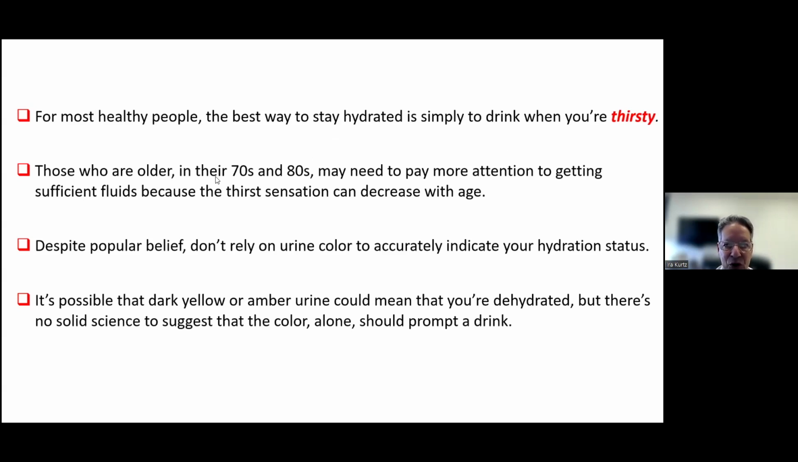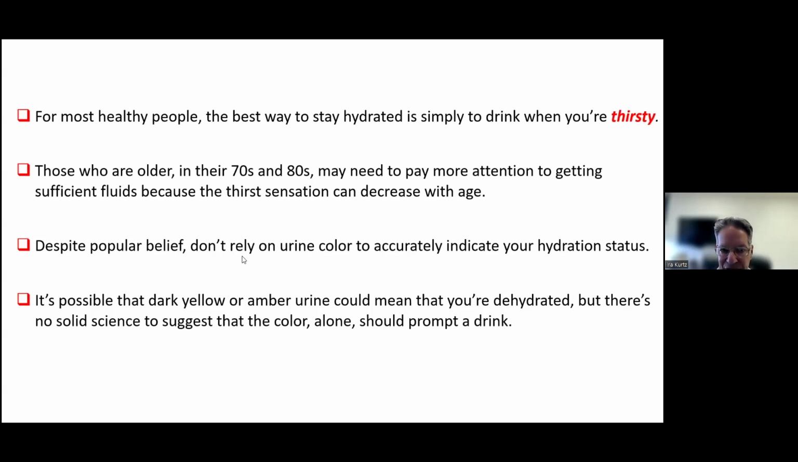Now, those people who are older, in their 70s and 80s, may need to pay a little more attention to what they're drinking, because you start losing your ability to sense thirst as intently as you can when you're younger. So there are certain situations in the elderly where they don't recognize that they need to take water just because the brain is not perceiving thirst like it did when you're younger. But those are pretty rare. People in their 70s and 80s and 90s can still sense thirst very well for the most part.